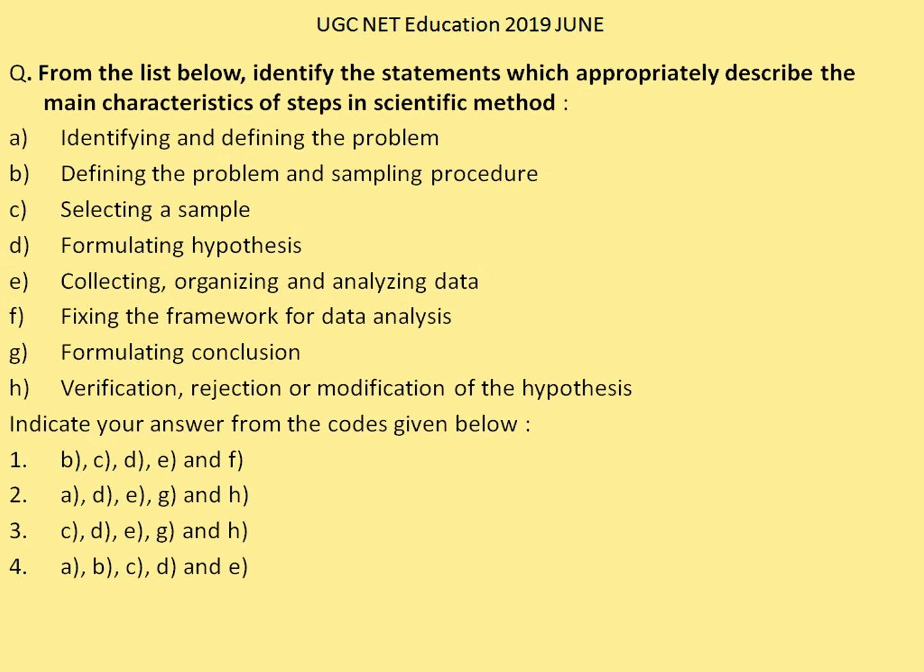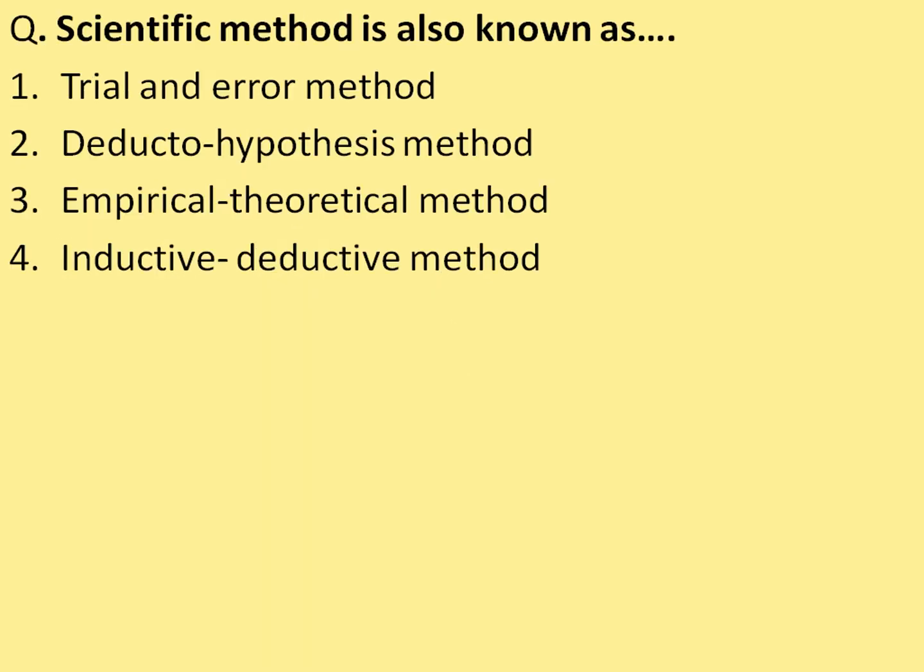The next question is, scientific method is also known as trial and error method, deductive hypothesis method, empirical theoretical method, inductive deductive method. Here the correct option is deductive hypothesis method, because it starts with a general statement or hypothesis and examines the possibilities to reach a logical conclusion.